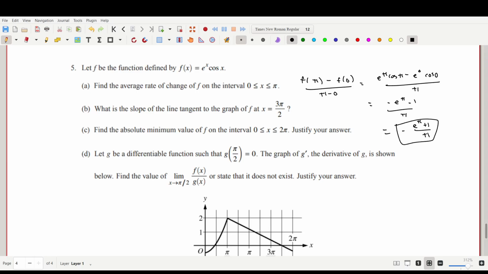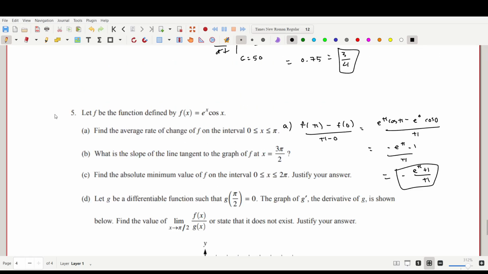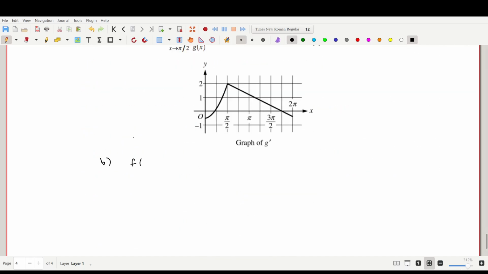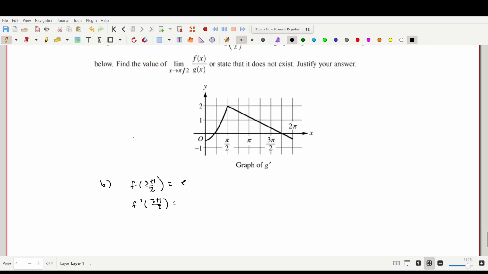Great. Does that make sense to me? Yeah, it should be decreasing. Okay, and then that's A. I'll do B down here. What is the slope of the line tangent to the graph at 3 pi over 2? Okay, so you just want f of 3 pi over 2 and f prime of 3 pi over 2. Every time you get a tangent line, that's what you should do. f of 3 pi over 2 is e to the 3 pi over 2 cosine 3 pi over 2, which is 0, because cosine 3 pi over 2 is 0, of course.